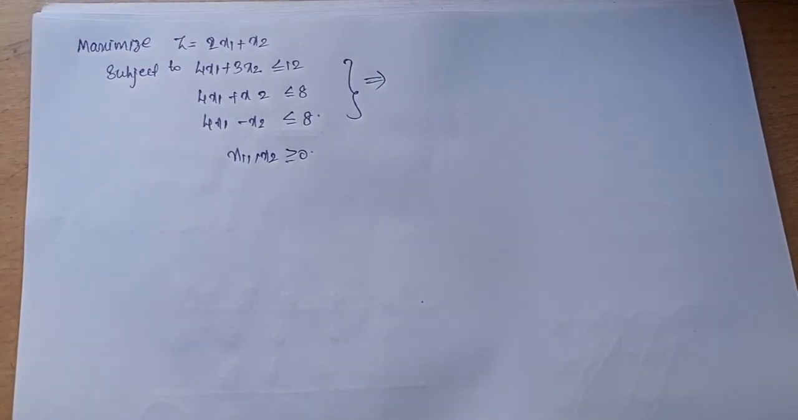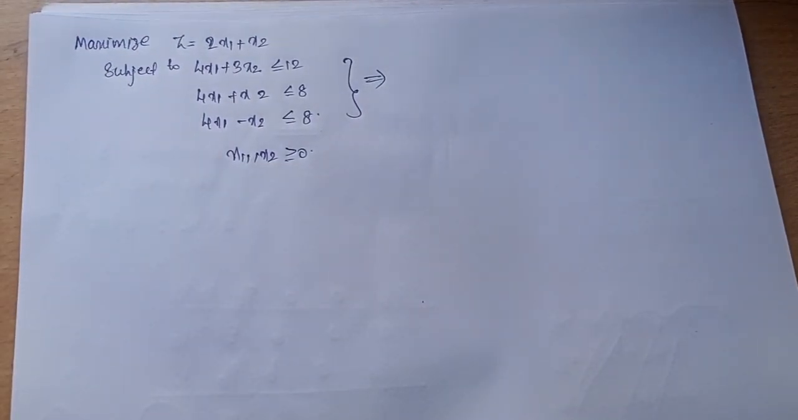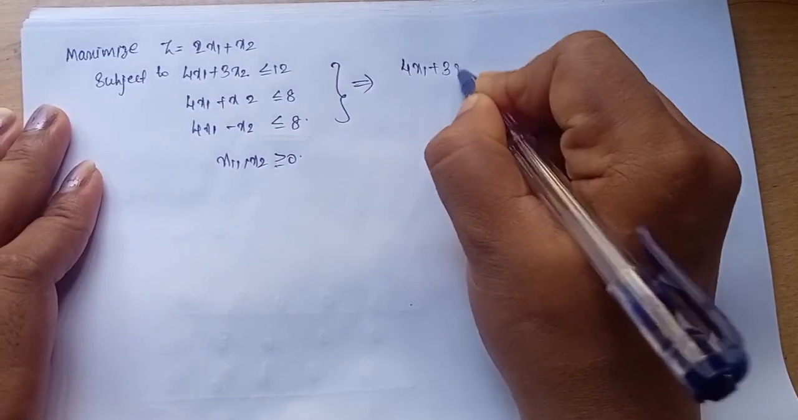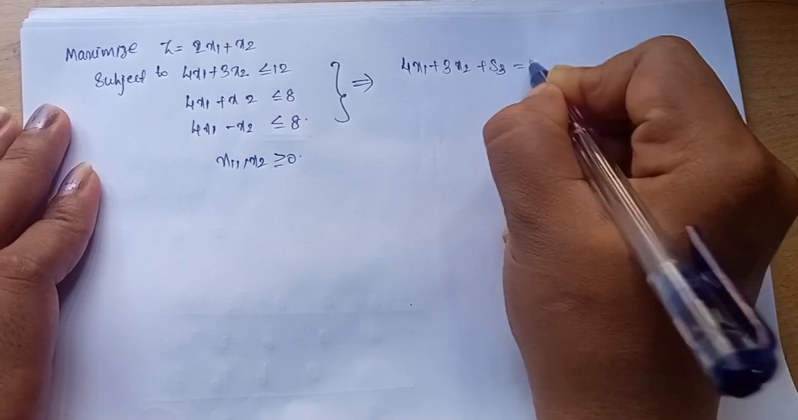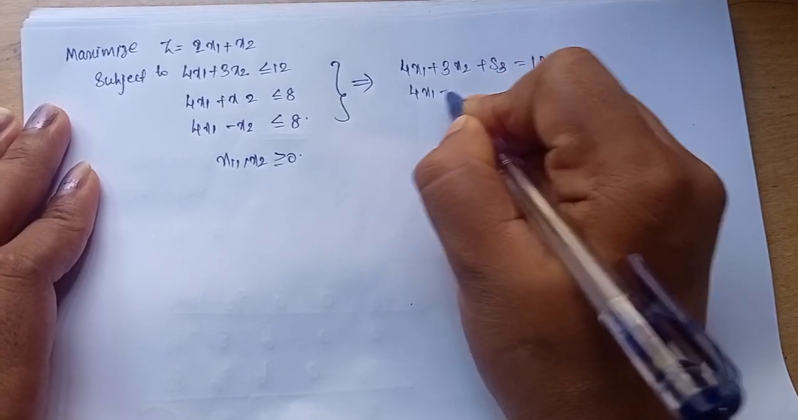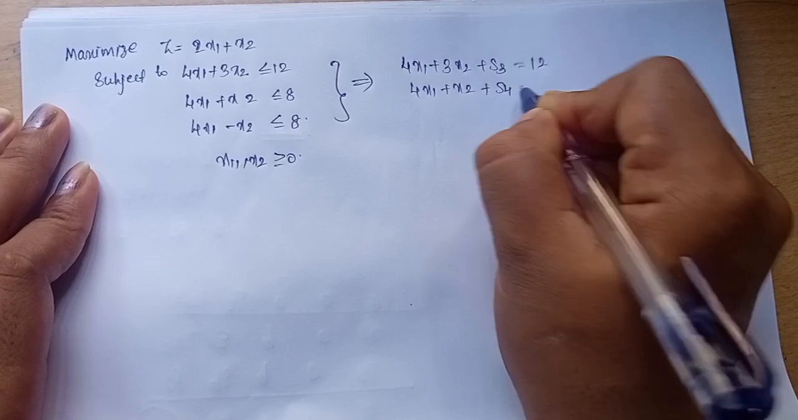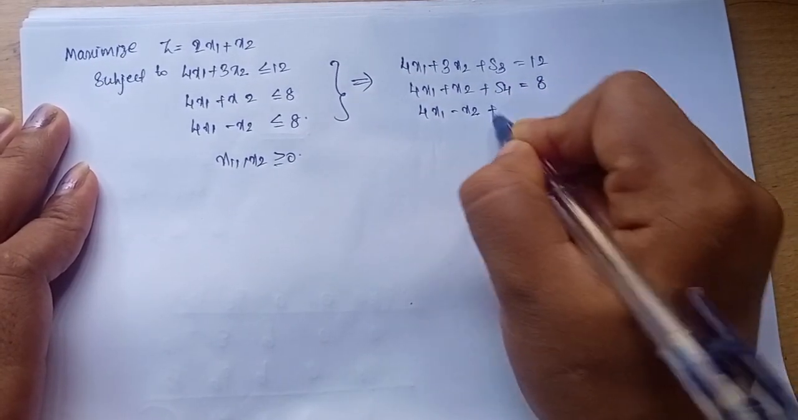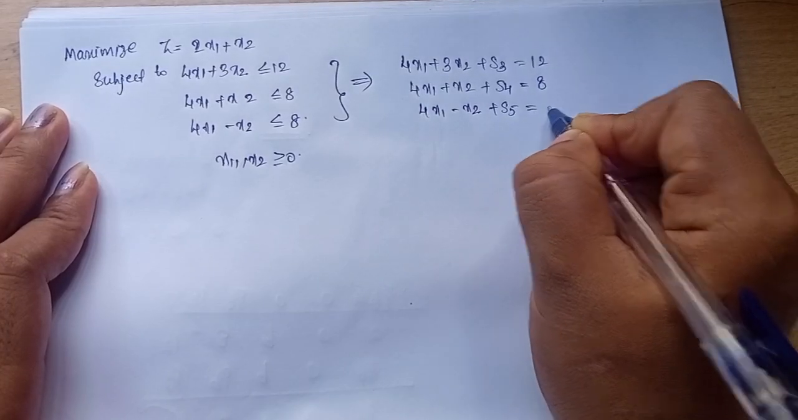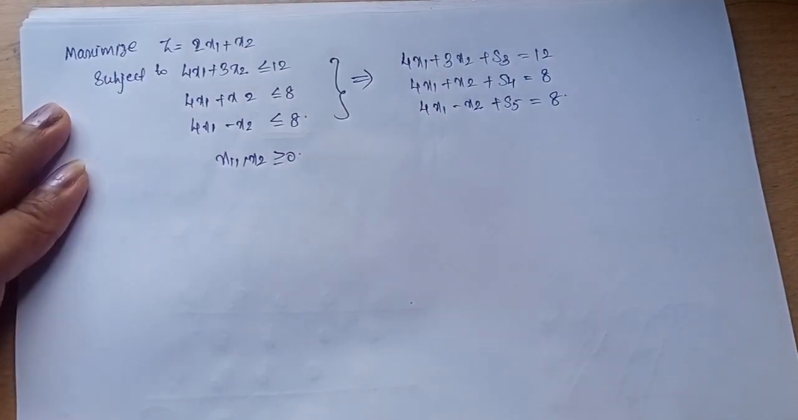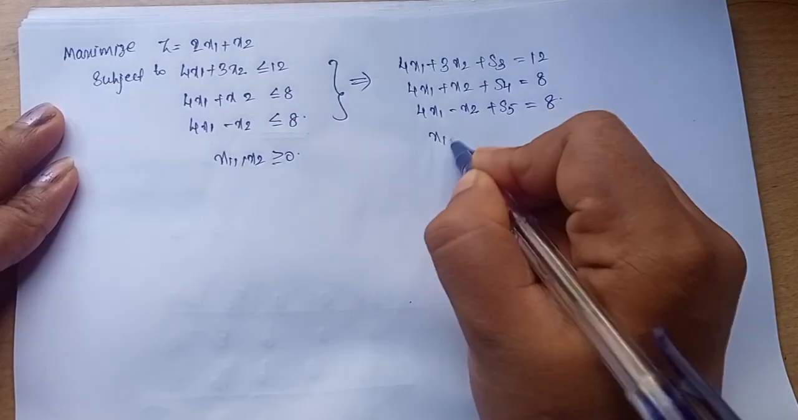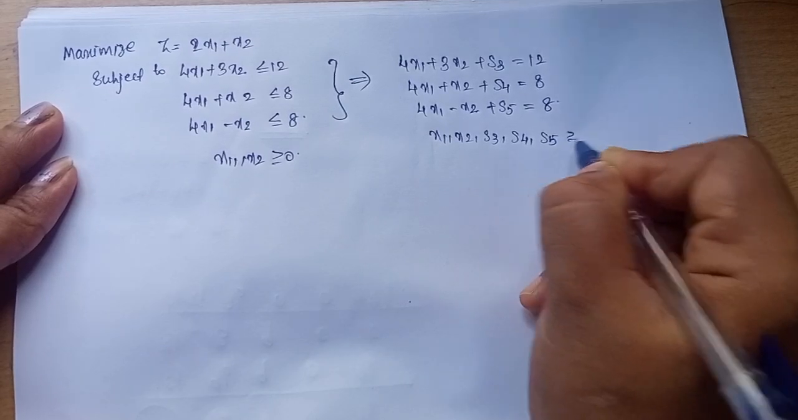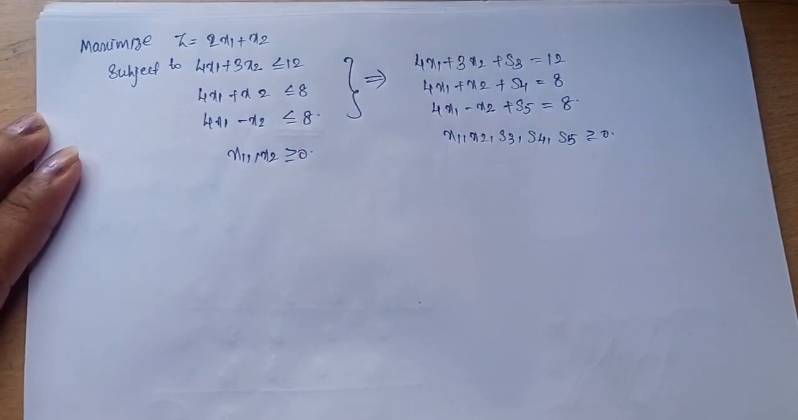So here we introduce three slack variables S3, S4 and S5, and the constraints change to 4x1 plus 3x2 plus S3 equal to 12, 4x1 plus x2 plus S4 equal to 8, 4x1 minus x2 plus S5 equal to 8. And the non-negativity restrictions are x1, x2, S3, S4, S5 should be greater than or equal to 0.